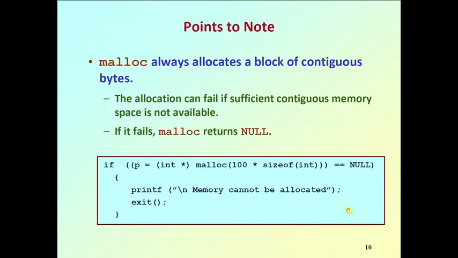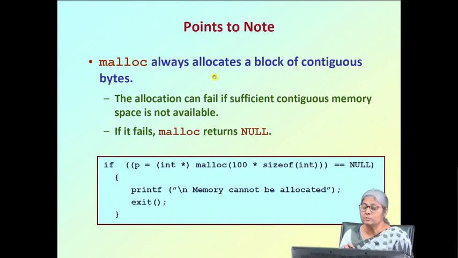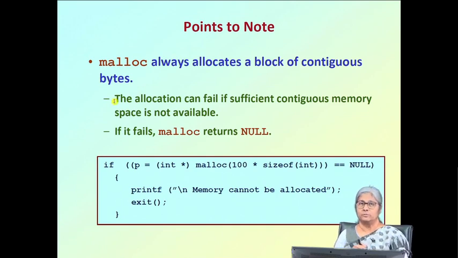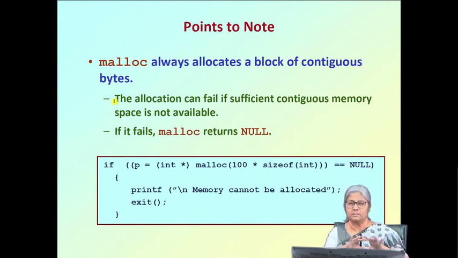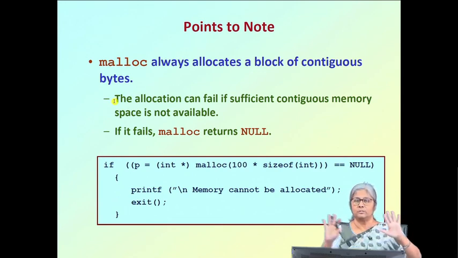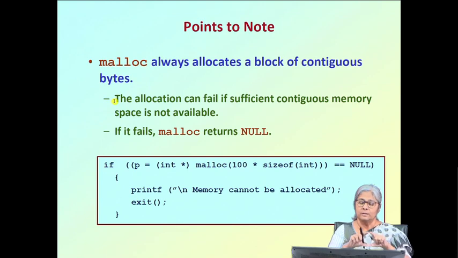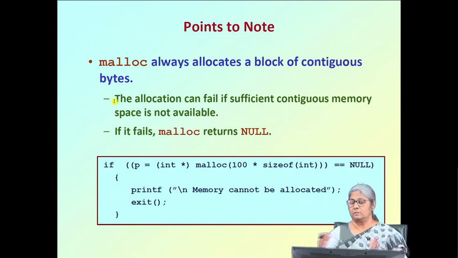Now, some points we must know: malloc always allocates a block of contiguous bytes, that means successive bytes in memory. It is not that some memory space is allocated here and some at other places. It is continuous memory, that is called contiguous, so one block of memory will actually be allocated.